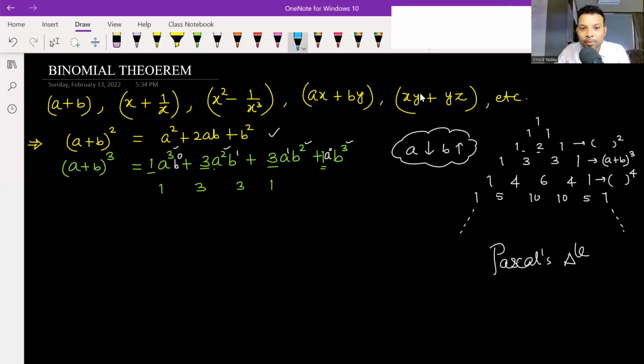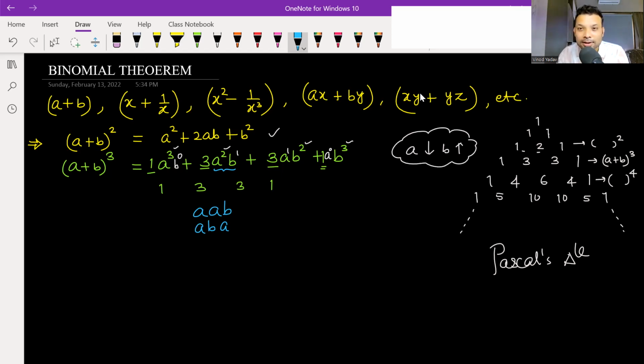If I just pick up, suppose, one term, a square b, and try to understand this 3, what is it exactly representing? Can I say a square b is nothing but a into a into b? Something like this. Can I write a square b in one more way? Yes, a into b into a, isn't it? What did I do? I just changed the position of a and b.